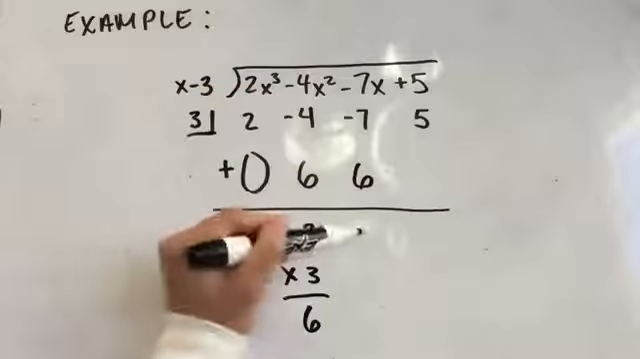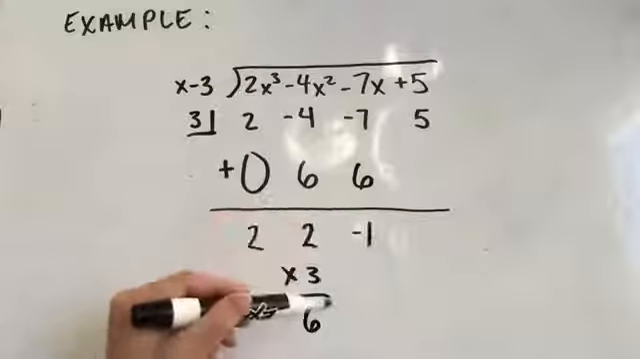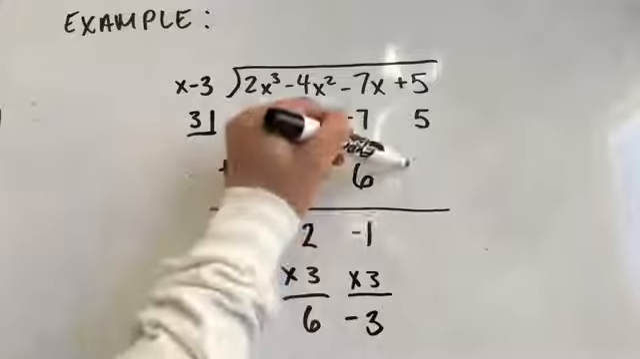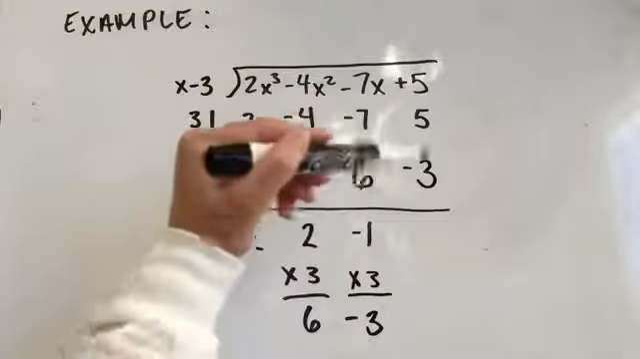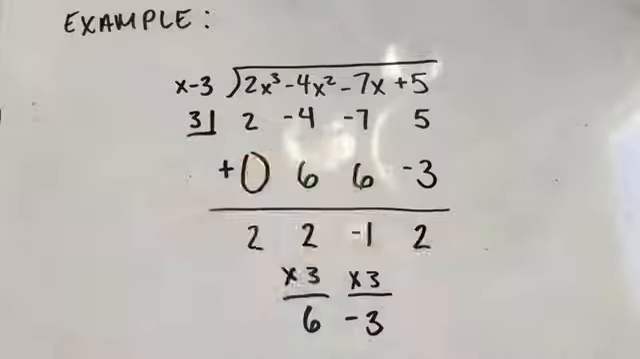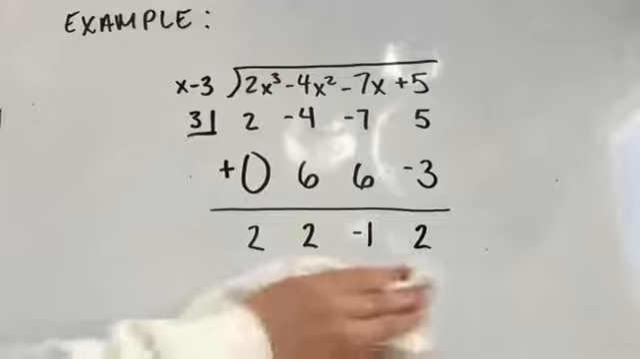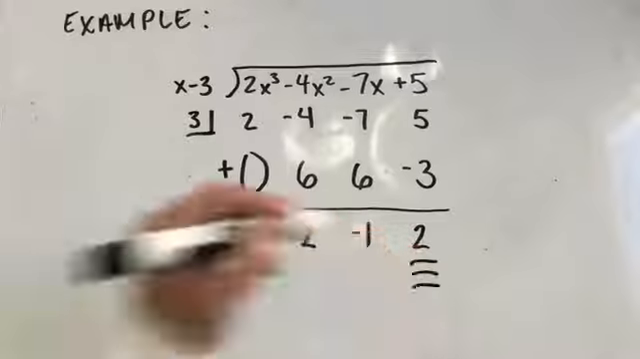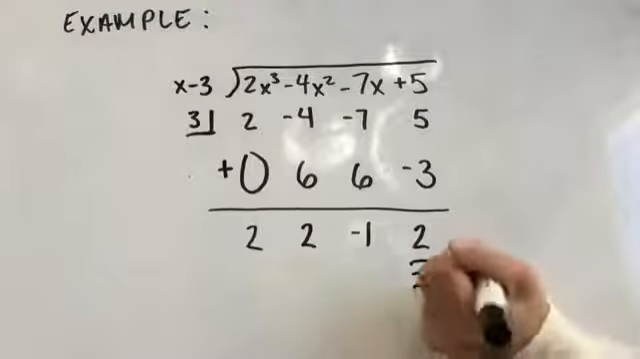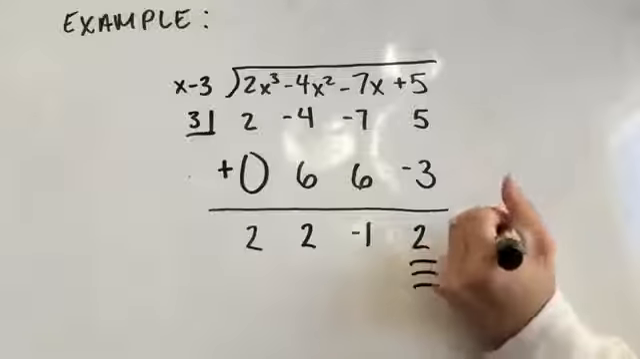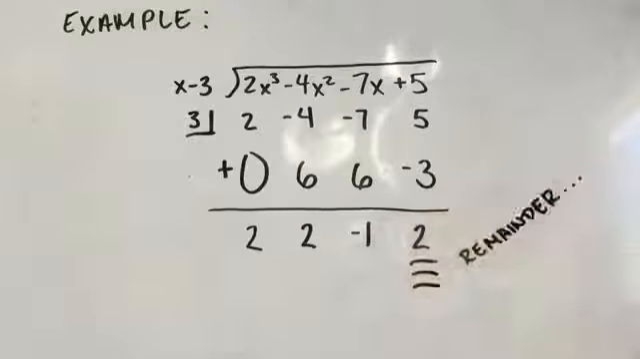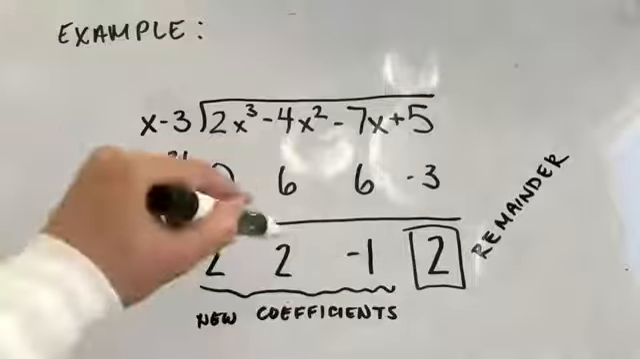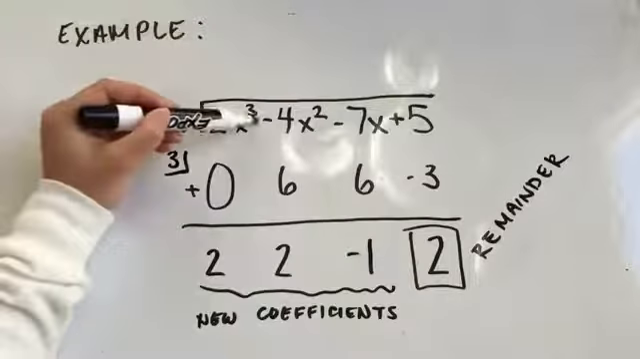Negative 7 plus 6 equals negative 1. Negative 1 times positive 3 is negative 3. And we're going to add that with 5, which is going to be 2. Now we're going to see that 2 is our remainder. Then the other numbers, which are 2, 2, and negative 1, are going to be our new coefficients.